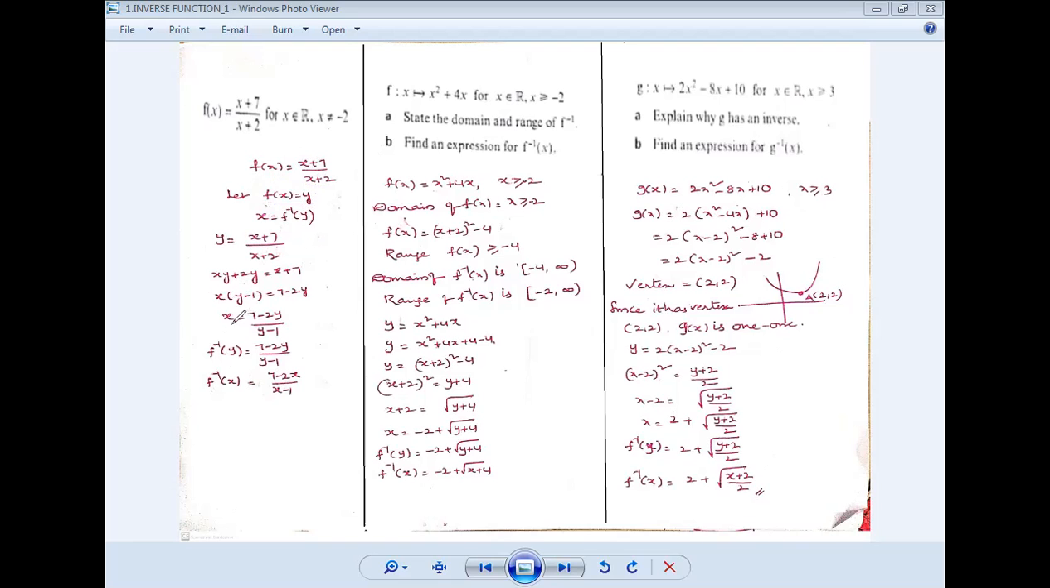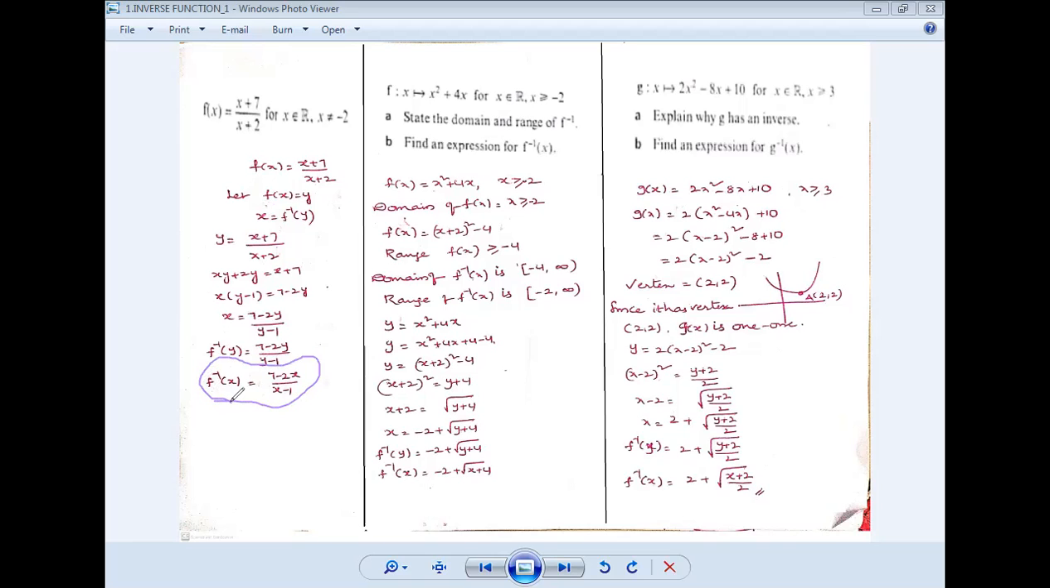Simplify that and make x the subject. You get 7 minus 2y by y plus... But what is the x value over here? x is equal to f inverse y. Write f inverse y over here. So you will get this over here. Now just change the variable. Interchanging the variables means changing variables. f inverse x is equal to (7 minus 2x) by (x minus 1). This is how we have to simplify the problem for finding f inverse x.